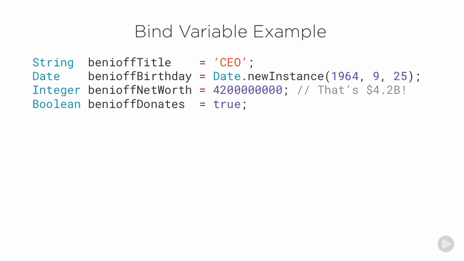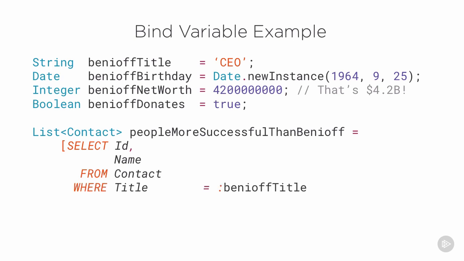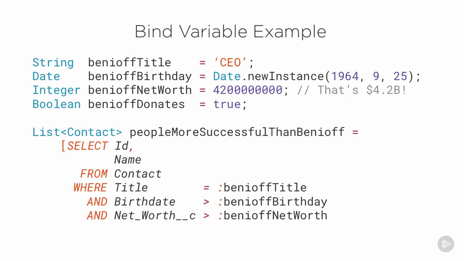We have our Apex variables ready. Now on to the SOQL. Since our SOQL query will run on the contact object, we begin with a list of contacts called people more successful than Benioff. The query from here is simple and makes effective use of multiple bind variables at once. Each of our Apex variables inside our SOQL query is preceded with the all-powerful colon. And even though our Apex variables are of different data types, they're all just as viable in our SOQL query. Anyway, I ran this query in my org and no results were found. Mark Benioff, you sir are amazing.